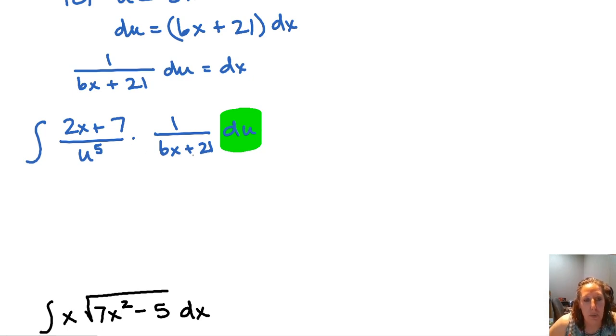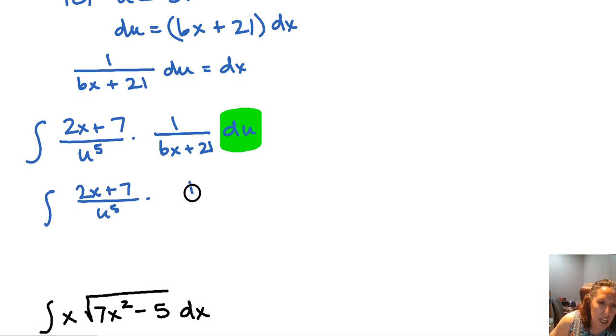And I'm seeing a little bit of a pattern here. 2x plus 7 and 6x plus 21 do have some common factors. If I factor out that GCF in the denominator, we get 1 over 3 times 2x plus 7. And now everything's multiplied, everything is factored. We can divide out that common factor of 2x plus 7. And that's going to leave us with 1 over u to the 5th times 1 over 3.